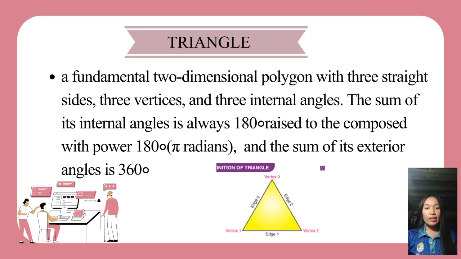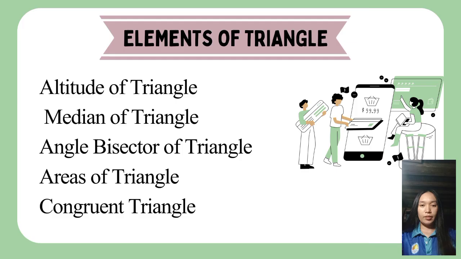So next is triangle. So a triangle is a polygon with three sides and three angles. So the sum of its interior angles is always 180 degrees. So important triangle concepts include altitude, median, angle bisector, area, and congruent triangles. So understanding triangles helps us solve many geometry problems. These are the elements of a triangle.